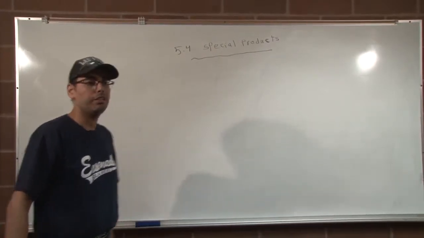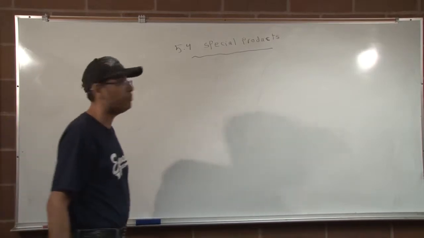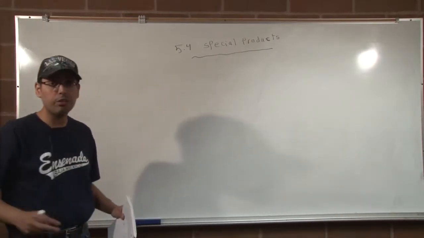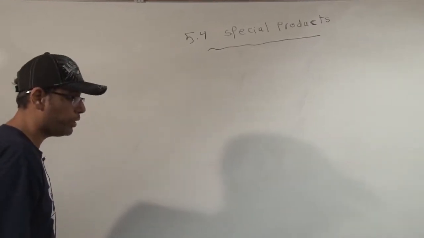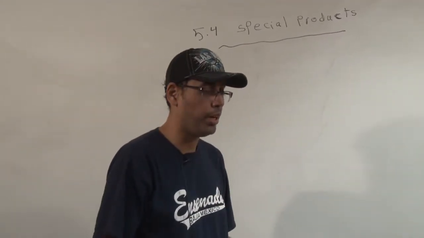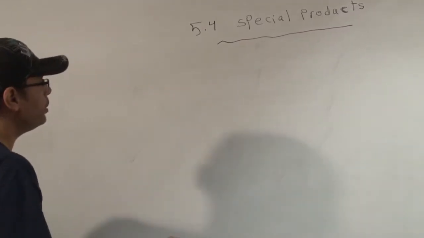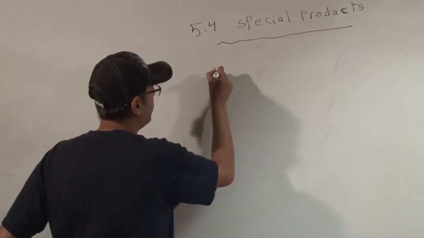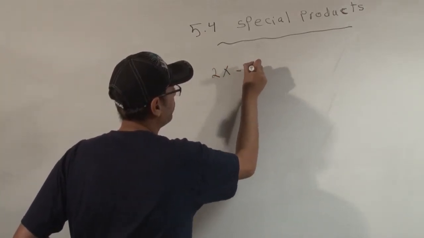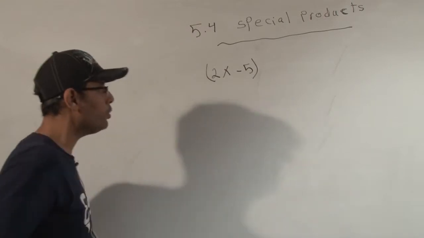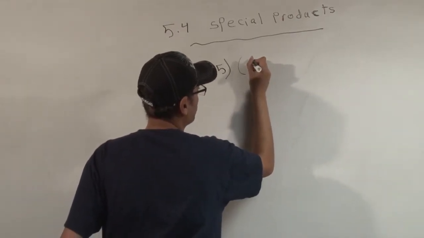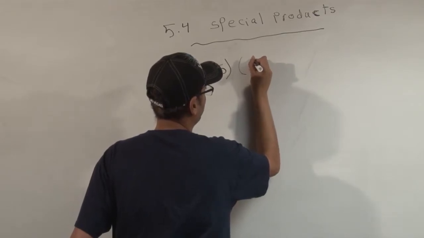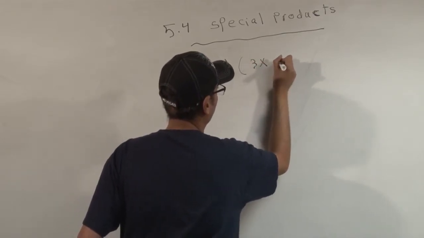Today we're going to talk about section 5.4, special products, and how to multiply them together. Those products, we call binomials. A binomial is like 2x minus 5, and if I want to multiply it by another one, like 3x plus 2.